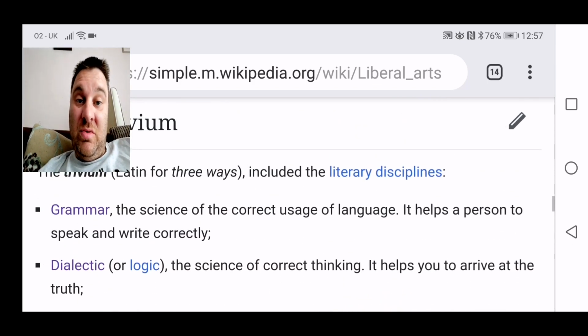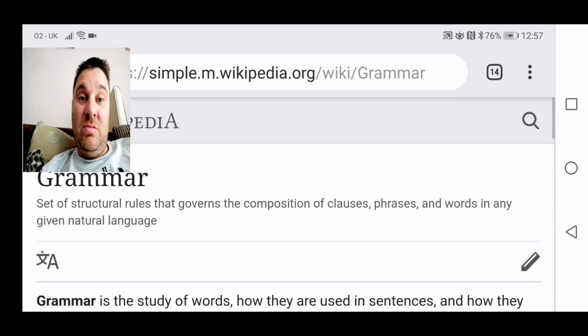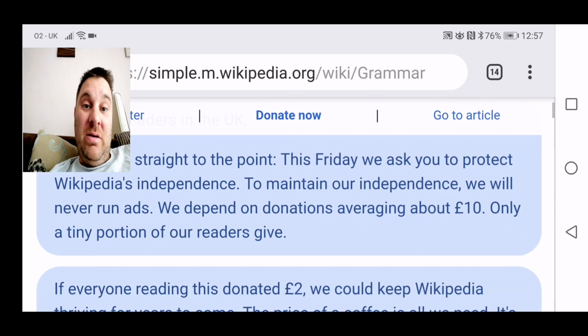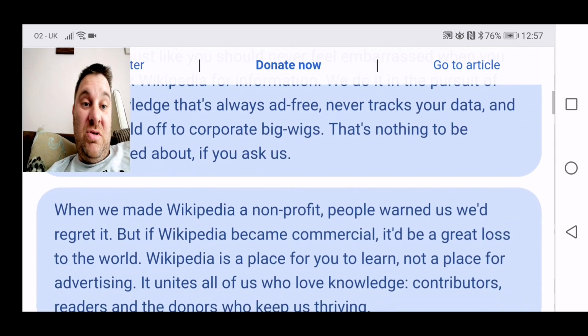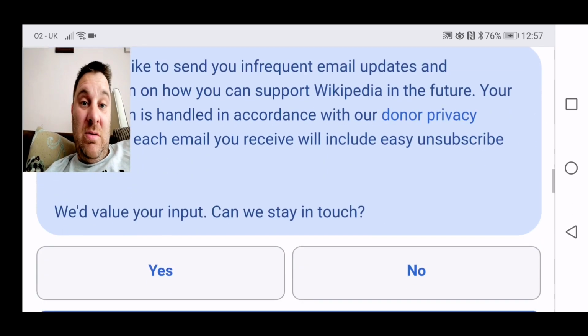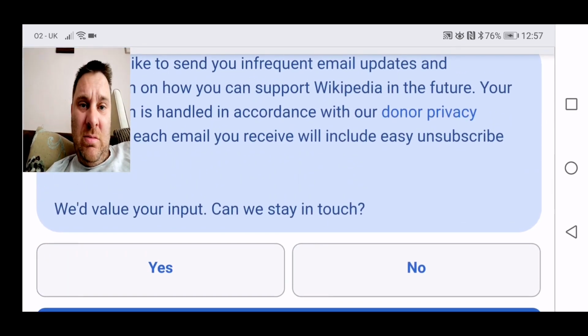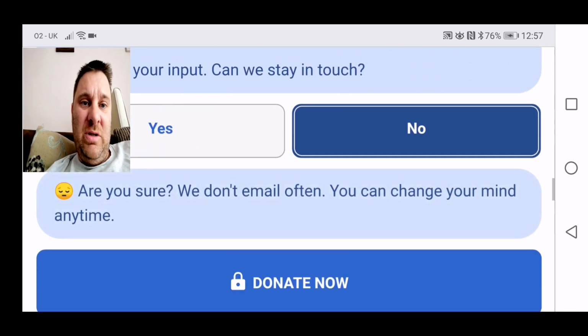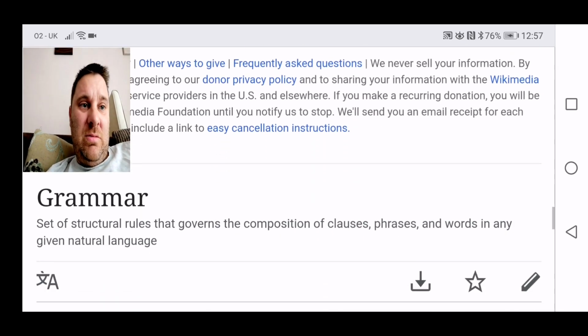Just going to go back up. Let's click on this. Grammar. No, I don't want to. No, go away. I don't want to donate.